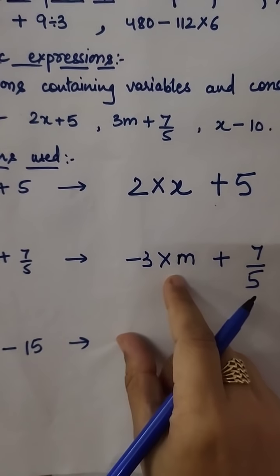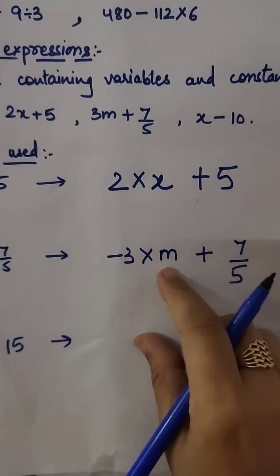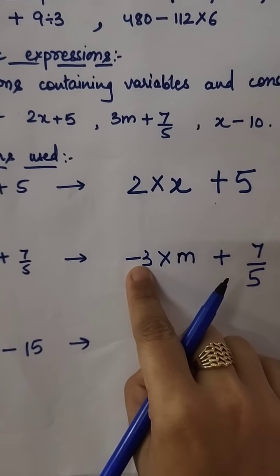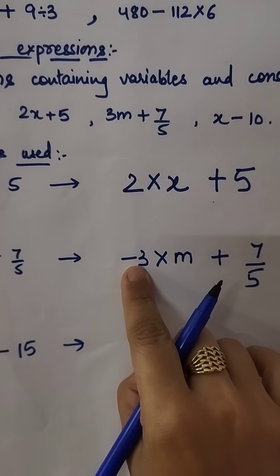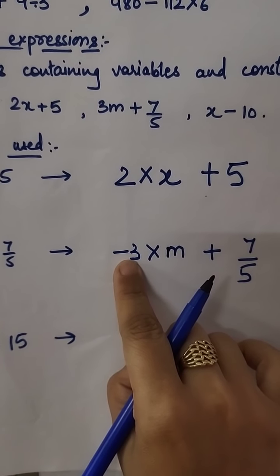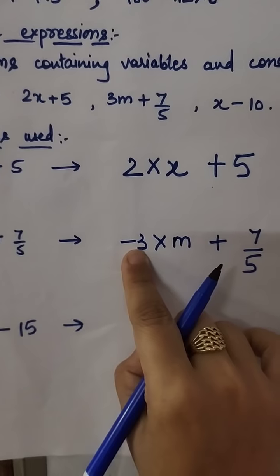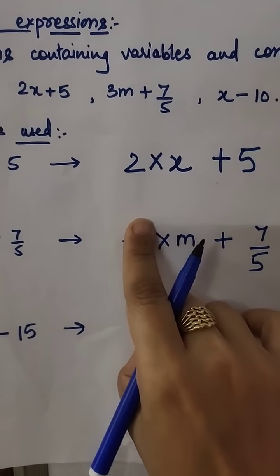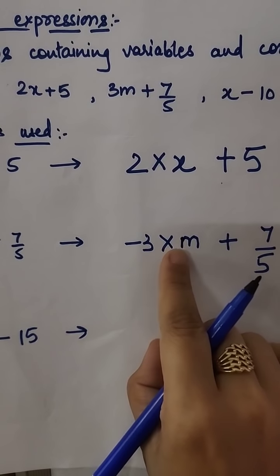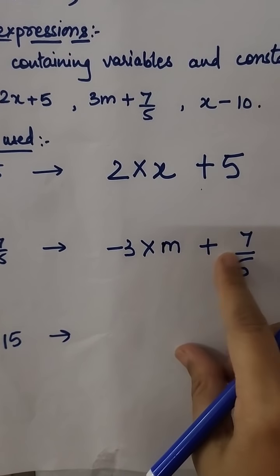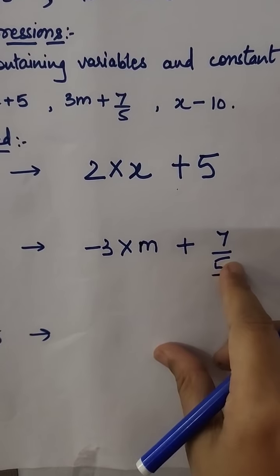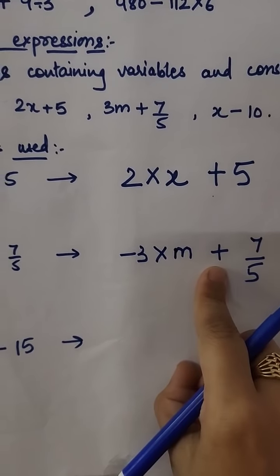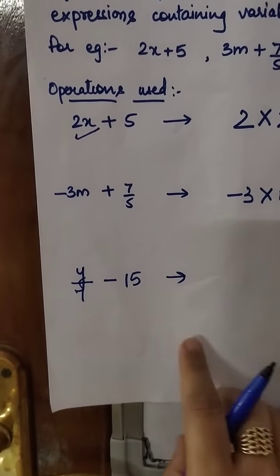Now one thing is very important here, this minus 3. We will not say that the operations used here are minus, multiplication and addition. This minus is actually representing an integer. Yes, this 3 is a negative number. It's a negative integer, minus 3. So a negative integer minus 3 is multiplied by m. Then it is added to 7 upon 5. So what are the operations that we have used here? Multiplication and addition.